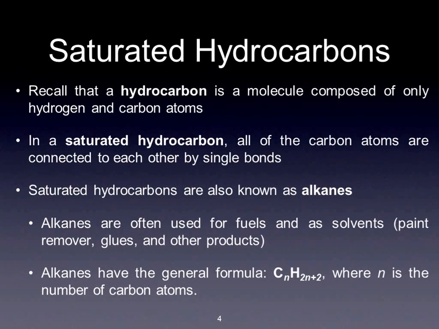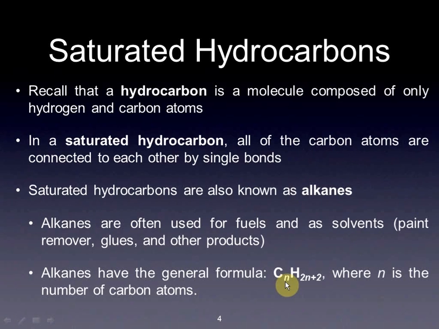Saturated hydrocarbons are also known as alkanes. Notice the A-N-E, ane, ending of the word alkane. That'll show up again in a moment. Alkanes have the general formula CnH2n+2, which means that an alkane always has 2 more hydrogen atoms than twice the number of carbon atoms that it has.